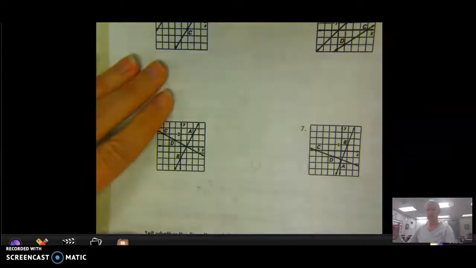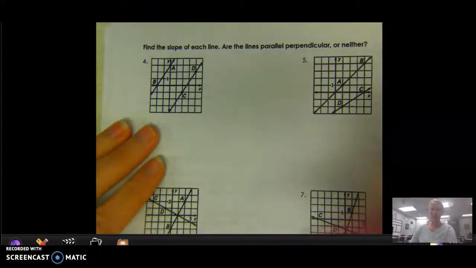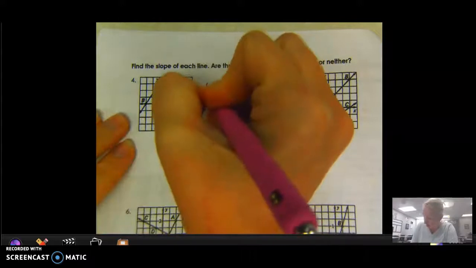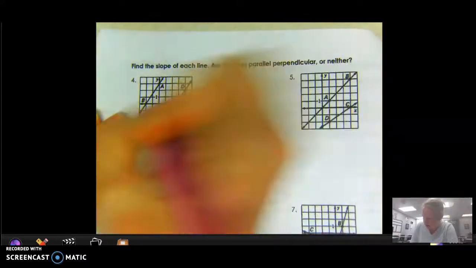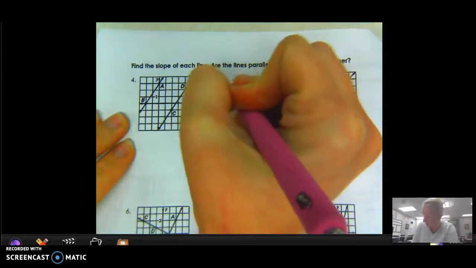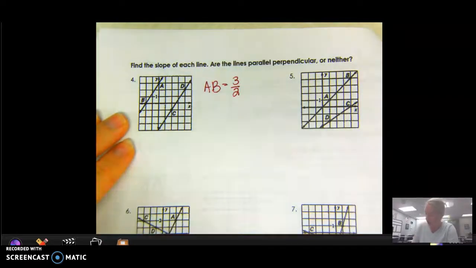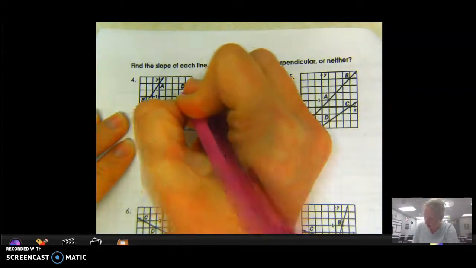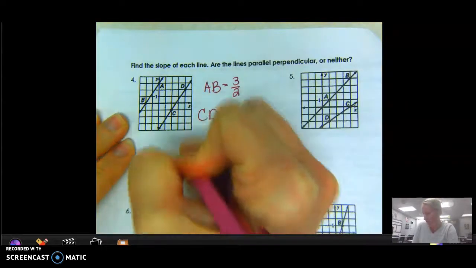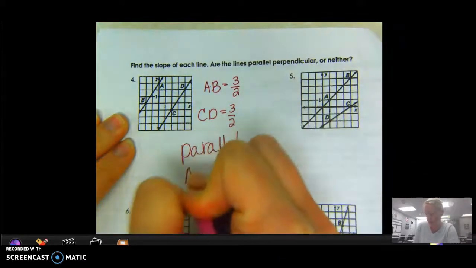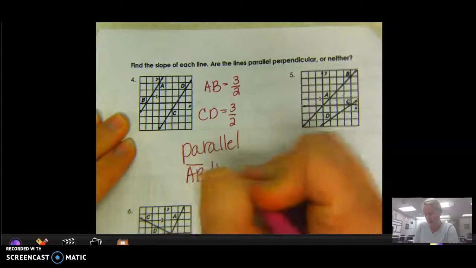Next page. Find the slope of both lines, and are the lines perpendicular, parallel, or neither? So, A to B has a slope equal to rise 1, 2, 3, and a run 2. So 3 over 2. C to D has a slope of rise 1, 2, 3, a run of 2, so 3 over 2. So they are parallel. So I'd write AB parallel to CD.